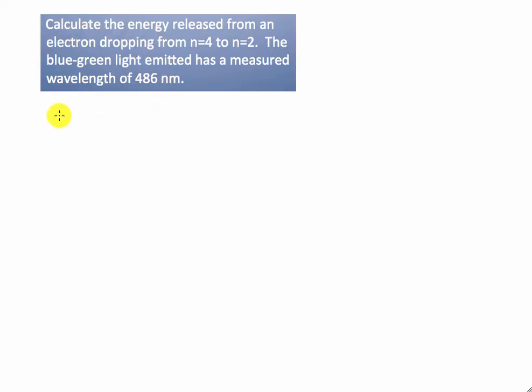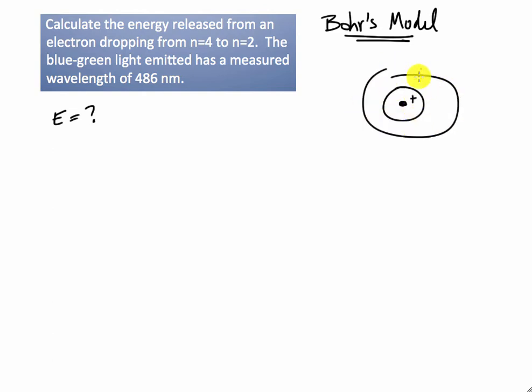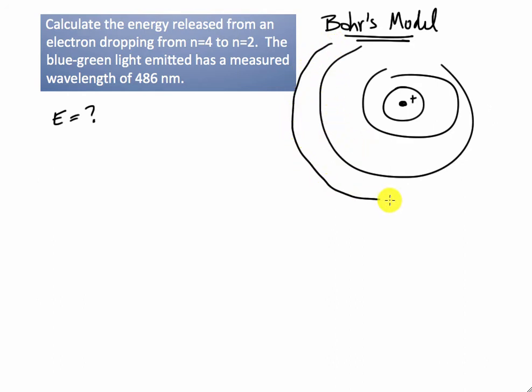All right, here we're going to calculate energy again. Okay, this is a Bohr's model problem. Why is this a Bohr's model? Because we've got electrons dropping and increasing from n equals 2, n equals 4. So we've got the nucleus in the center with the positive charge, n equals 1, n equals 2, n equals 3. I'm going to run out of room for 4, but you get the idea. We've got n equals 4.